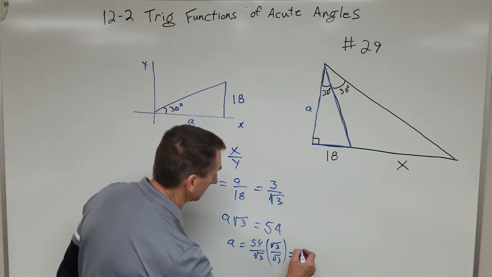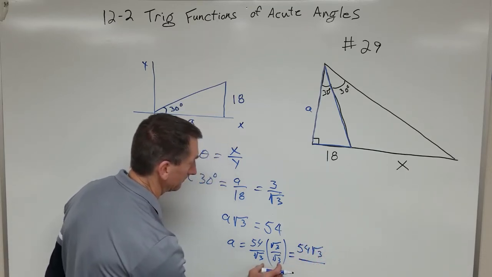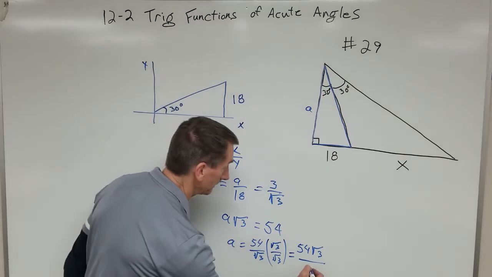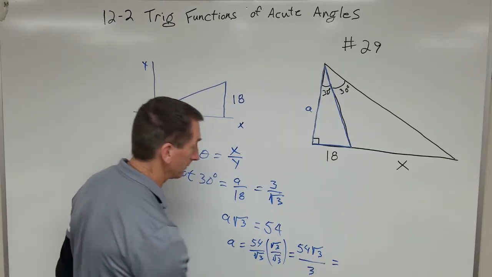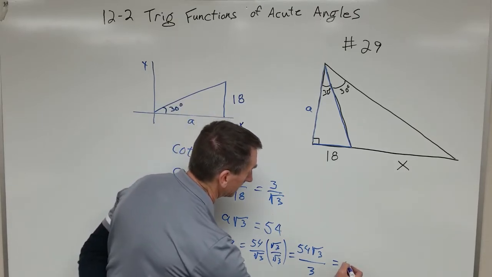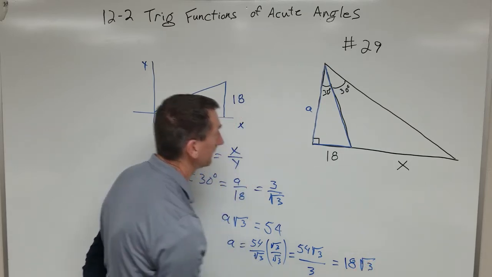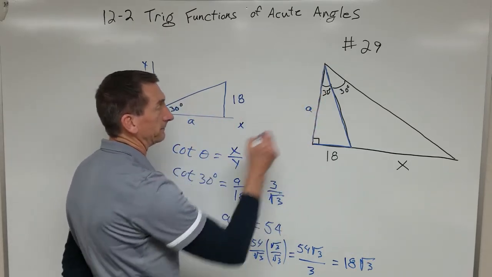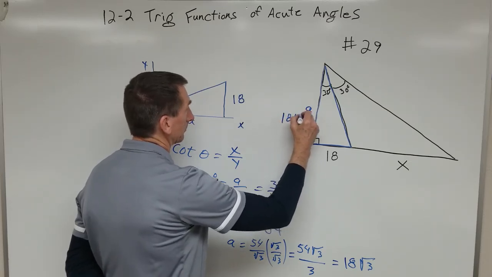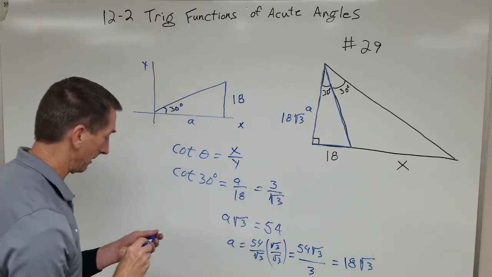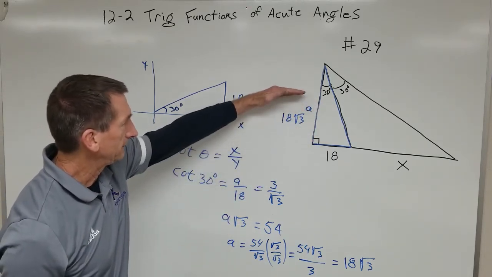So this gives me 54 square root of 3 divided by, of course, square root of 3 times square root of 3, which is 3. A little bit of algebra here, divide by 3 on top and bottom, and that will give me 18 root 3. So now I know the value of a, which is 18 root 3. Now we're done with this little triangle here. I've gotten my a value.